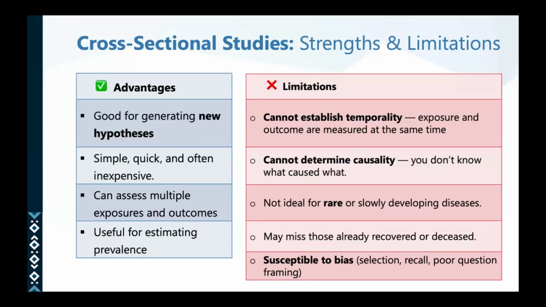And they are not really great for studying rare diseases or diseases that develop slowly, because you are not going to have enough sample in the numerator to actually have a substantial determination of the prevalence. And they might also miss patients who are already recovered or patients who have died. And usually they are susceptible to selection bias, to recall bias, and since it's often a questionnaire that you administer, the way that you frame the questionnaire also matters a lot. If you do not frame it well, then your assessments are going to be wrong.